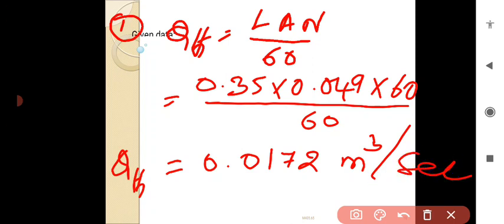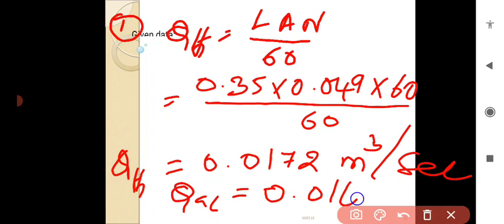This is the theoretical discharge, and he has given the actual discharge, 0.0165 meter cube per second. This is the actual discharge. So here the slip is positive, because the actual discharge is less than the theoretical discharge.